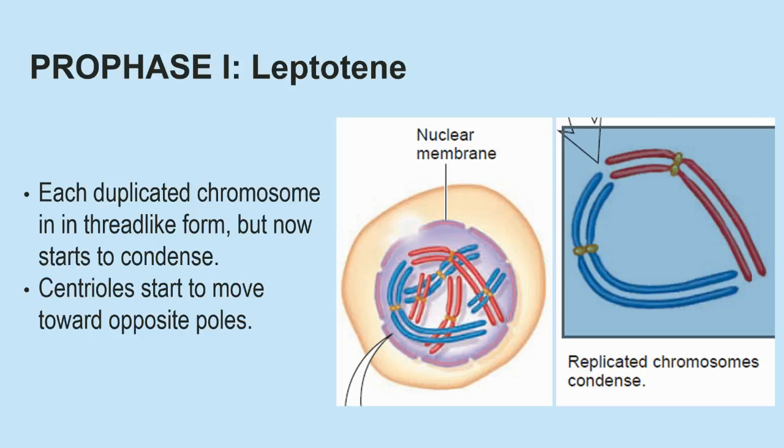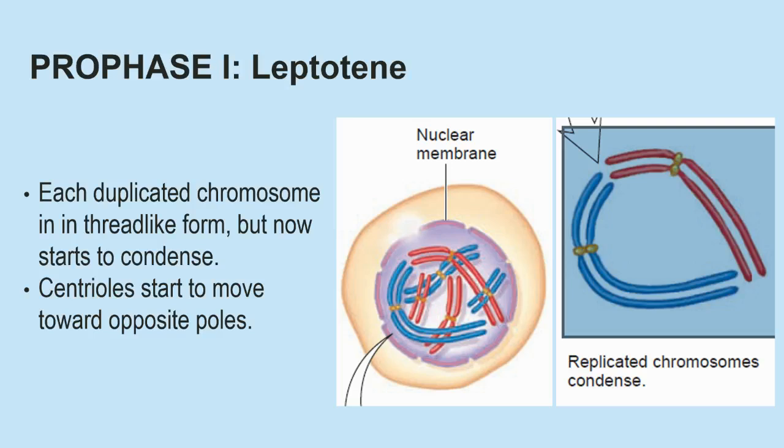So when we say leptotin, each duplicated chromosome is in thread-like form but now starts to condense. Centrioles start to move toward opposite poles. So leptotin, it is what we call the thin threads po in the Prophase I. Again, leptotin or the thin threads. Ano po bang nangyayari kay leptotin?